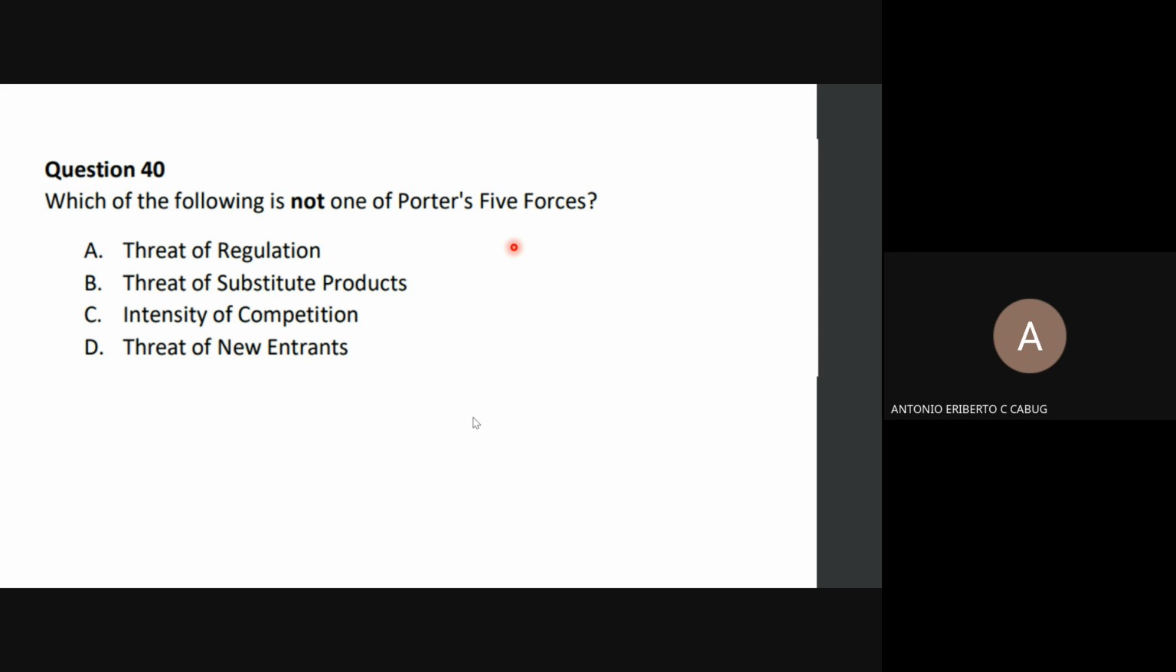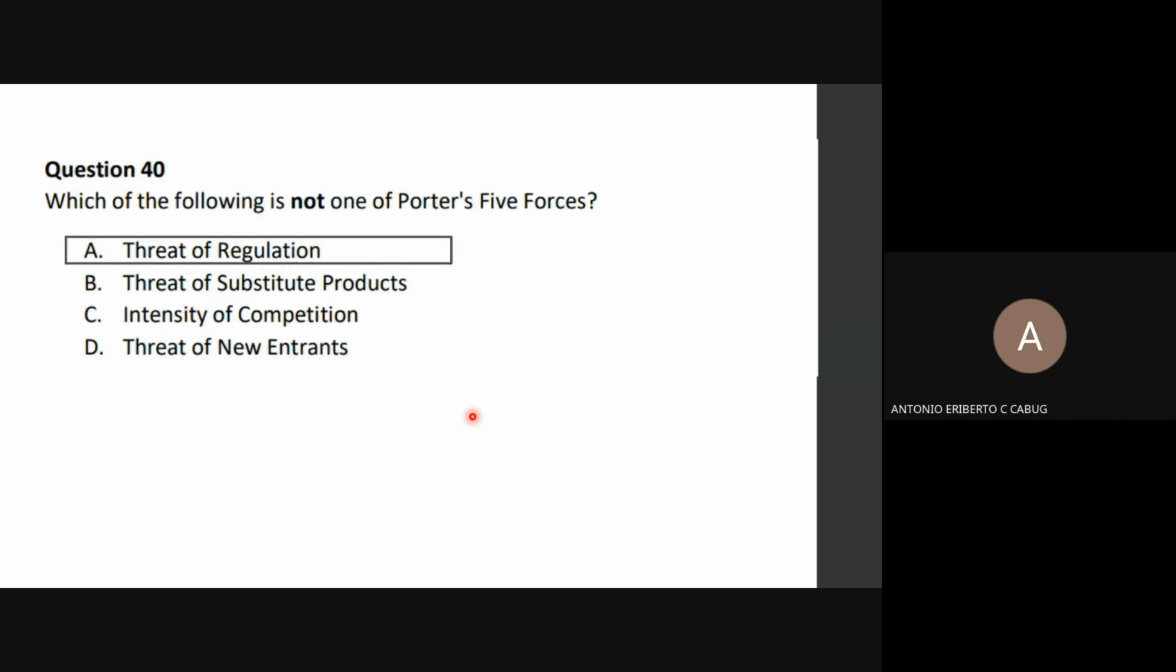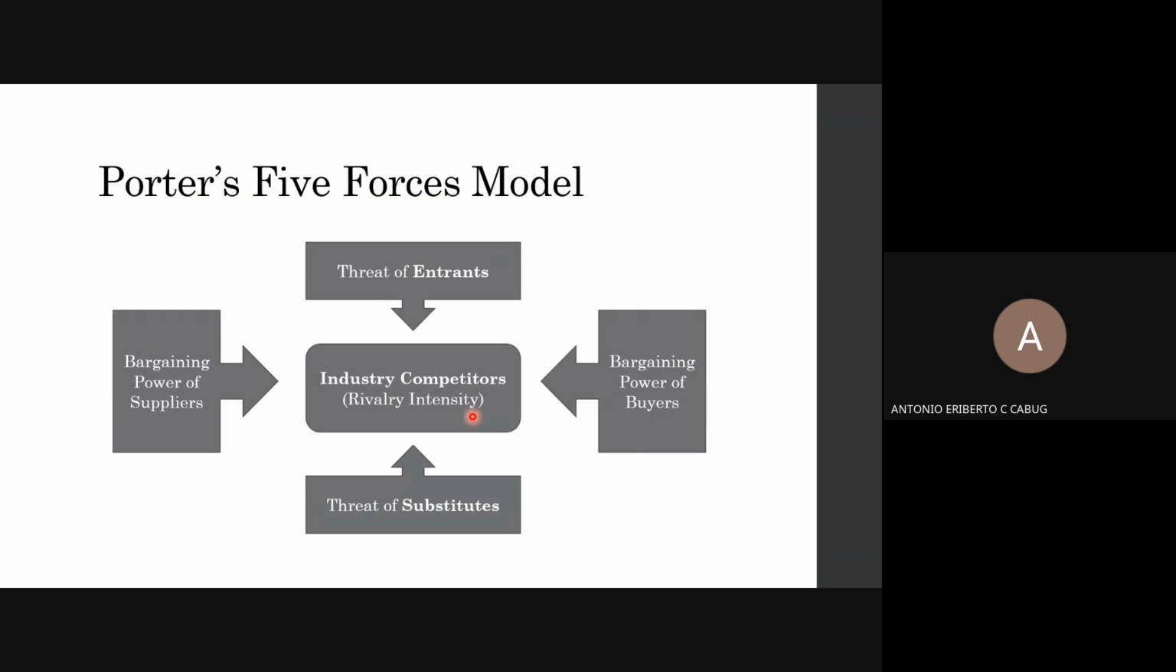Okay, enter your answers. There is no such thing as a threat of regulation. There are threat of substitutes, threat of new entrants, intensity of the competition, bargaining power of buyers, and bargaining power of suppliers. There's no such thing as a threat of regulation. Please take note that Porter's Five Forces model does not describe your company. It doesn't describe your organization, but it describes the competitive landscape of your organization.